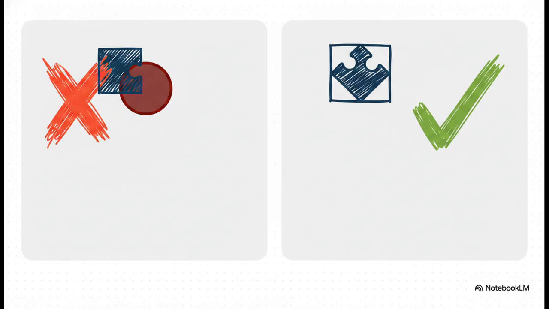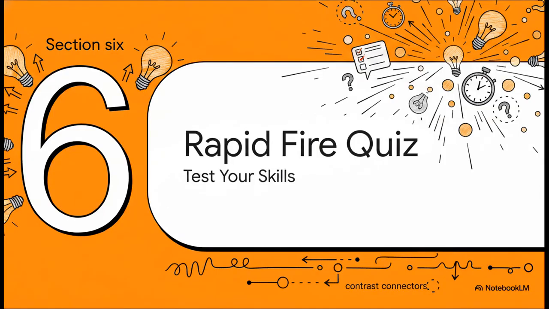Now look at the second red X. Despite it rained, we played. This fails because despite only takes a noun or gerund, but it rained is a full clause. To fix them, we simply match the rule to the connector. Although it rained, we played. That's perfect. Or, despite the rain, we played. Also perfect.